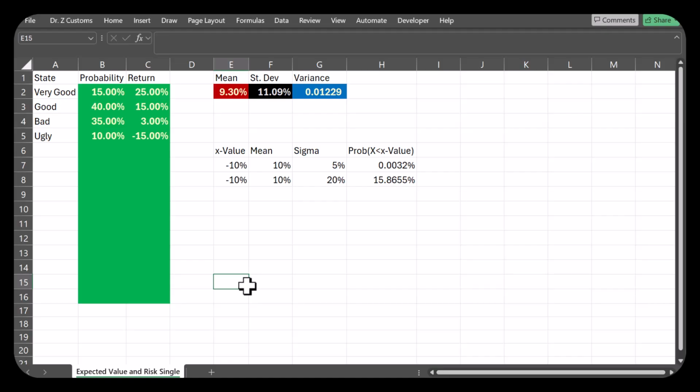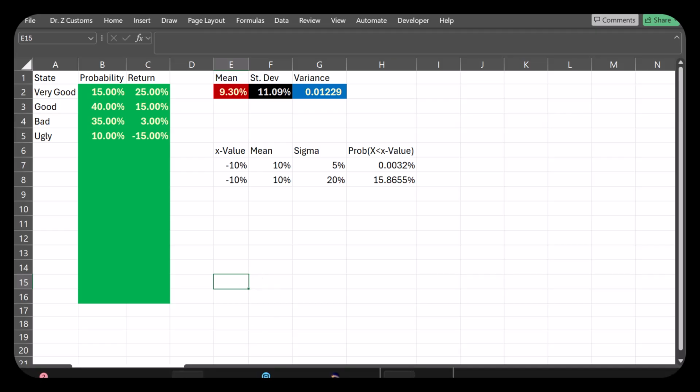Suppose you have a portfolio. You know what a portfolio is? It's a collection of securities. I may decide to put my money in one stock, that's a trivial portfolio, or I may decide to put it in 10 different stocks with different weights.